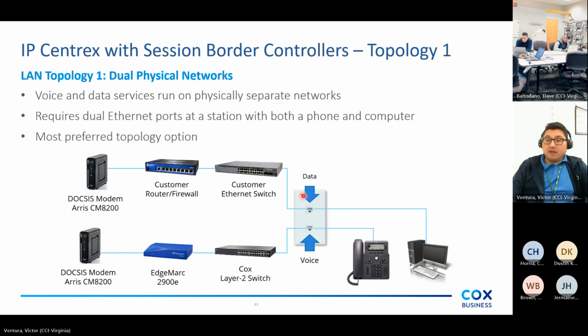In the location where the customer needs a phone, it's a jack that has 2 connections. One for their data, that's going to go to their computer. And the other port is going to be for our voice services or IPC, which is completely separate from the customer's data network.